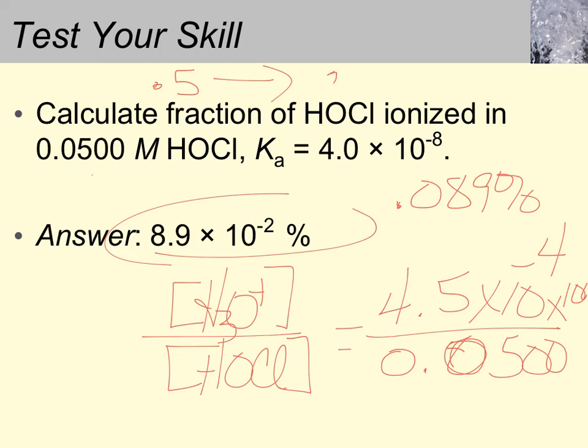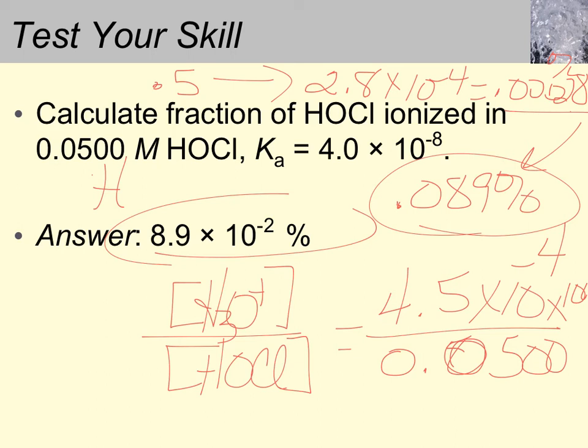It was 2.8 times 10 to the minus 4, or if I write that in long form, 0.00028%. So they're both really low ionization, but there's a higher percent ionization with a lower concentration to begin with. So think about that. An acid is more likely to ionize here.